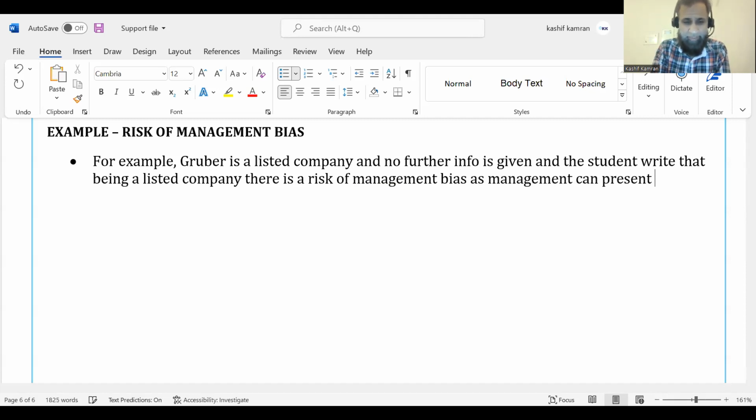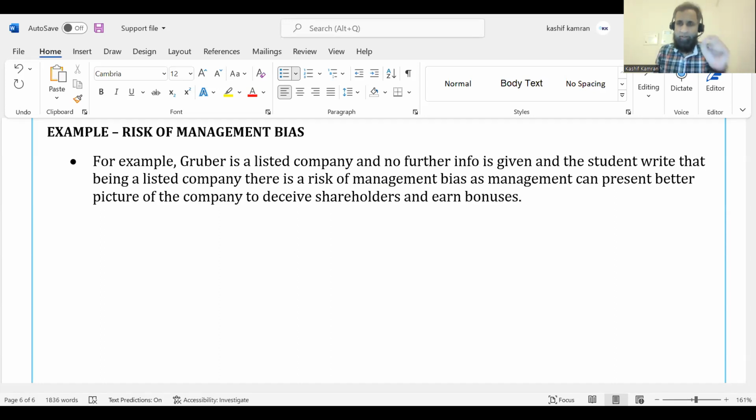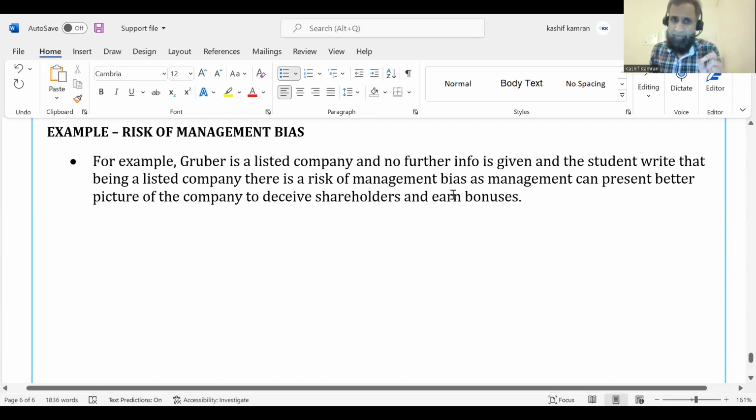As management can present a better picture of the company to deceive shareholders and earn bonuses. Full stop. Look at this. For example, Grubber is a listed company and no further information is given in the case study, and the student writes that being a listed company, there is a risk of management bias as management can present better results of the company to deceive the shareholder and earn bonuses.